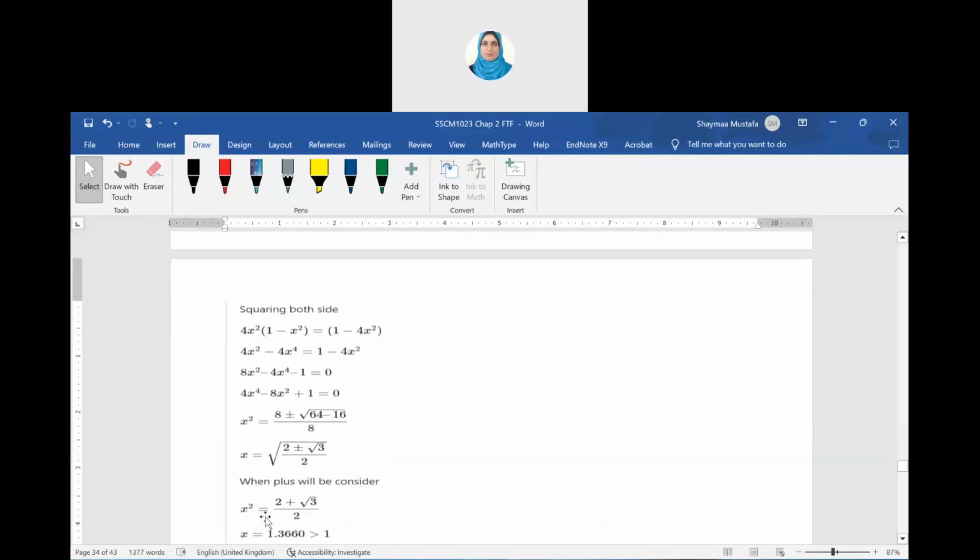We have x squared, so we have two values of x. When x is positive, we have a value, and when x is negative, we have a value. So this is the value of x, 1.31. This is the first value of x. Should we accept or reject?